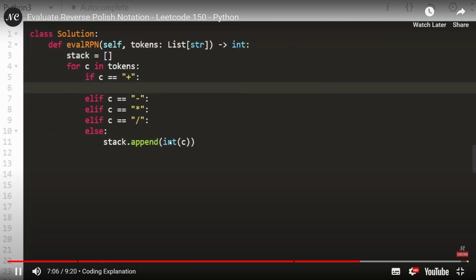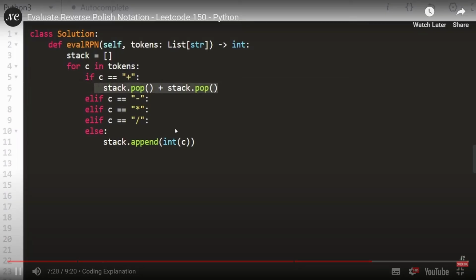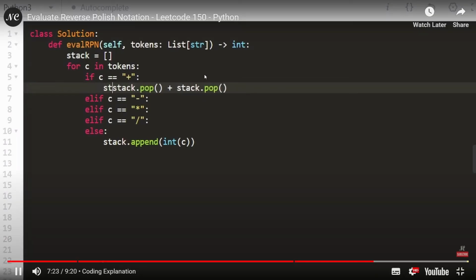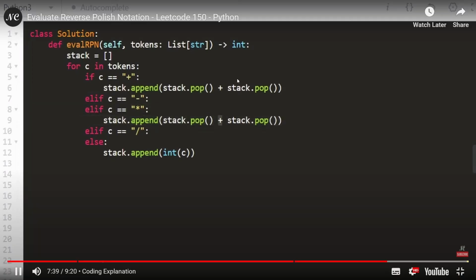Okay, so now let's start with the plus condition. Well, remember what I said? We can just pop from our stack twice and then add those values together and then append that to the stack. So for this, it's actually pretty simple as well. We pop from the stack twice, take the return values, add them together, and then append that to the stack so that the result is added to the stack. Pretty simple. And for multiply, that's also going to be almost the exact same thing, right? Instead of plus, we're going to be doing multiplication.